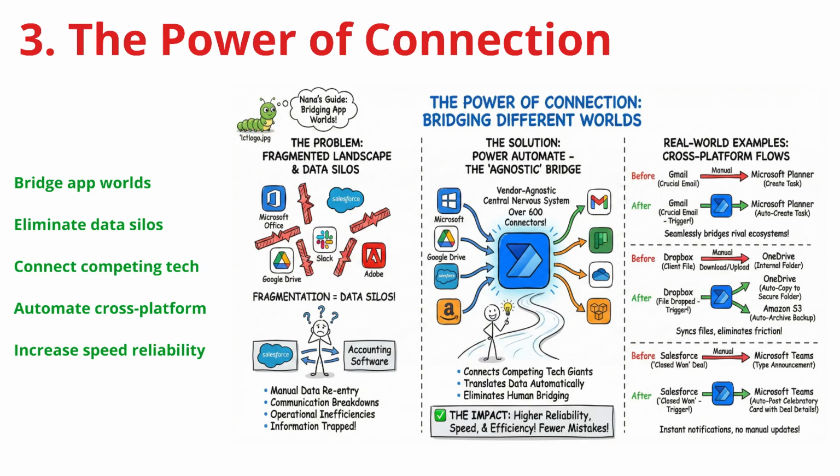Look at these real-world cross-platform flows. You can seamlessly bridge rival ecosystems, making a crucial Gmail automatically create a Microsoft Planner task. You can sync files and eliminate friction, instantly moving data from Dropbox to OneDrive and Amazon S3. Or get instant notifications with no manual updates, where a Salesforce closed-won deal triggers an automatic post in Microsoft Teams. The ultimate impact is higher reliability, speed, and efficiency with fewer mistakes.